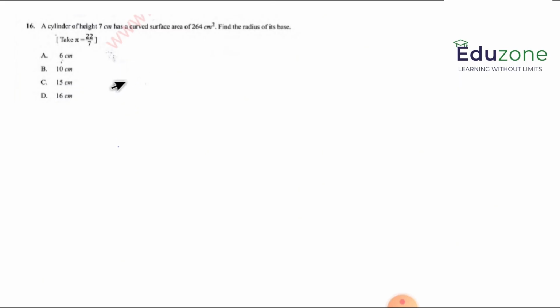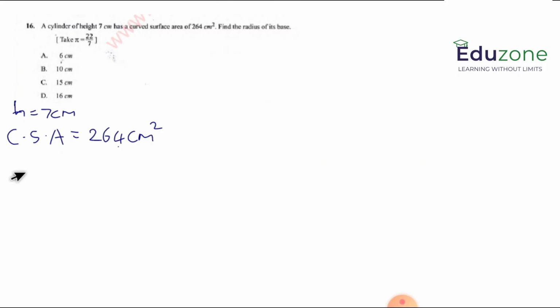Question 16 is talking about the curved surface area of a cylinder. The curved surface area was given, but without a radius. They gave us the height, so we should find what? The radius. So what's the formula for curved surface area of a cylinder? We first of all write what they give us. They give us H, height, as 7 cm, and they give us curved surface area, which I will write as CSA. CSA is 264 centimeters squared.